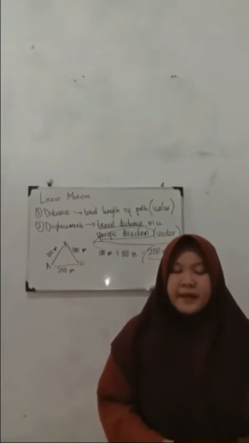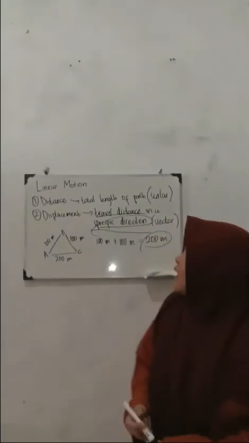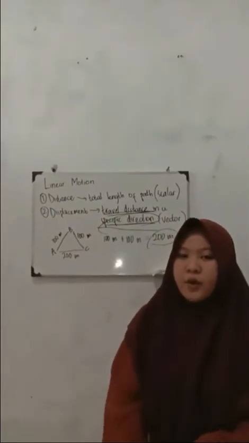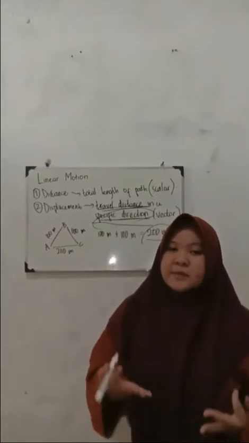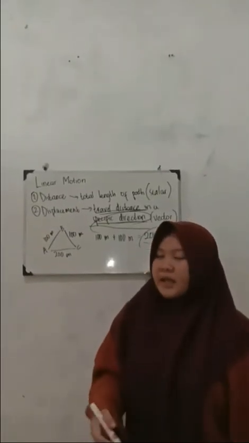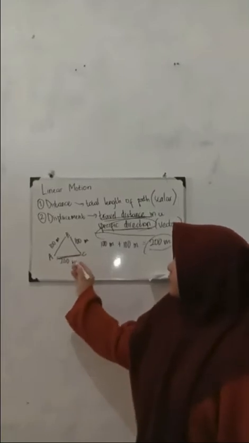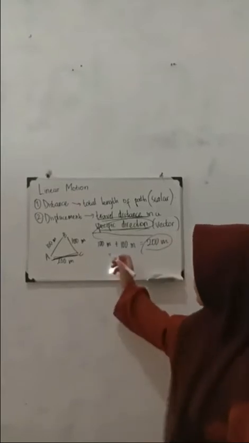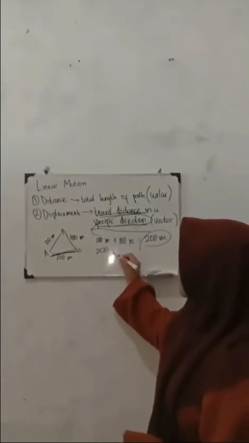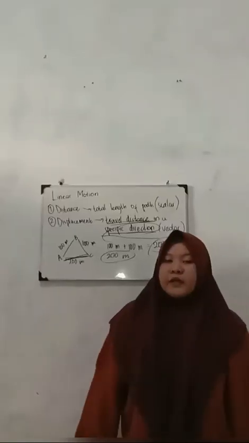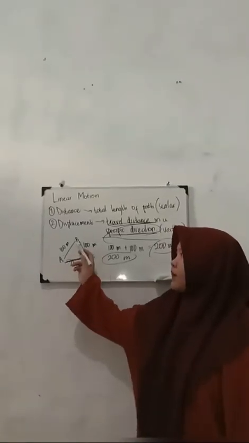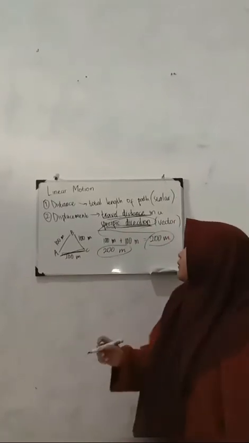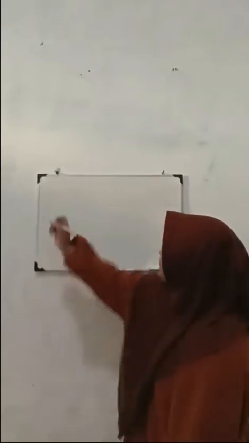However, for displacement, we mentioned that displacement is travel distance in a specific direction. So when you need to calculate displacement, you only give this direction. So the displacement is 200 meters. If you give A to B, B to C, the definition is not valid. Next, speed and velocity.